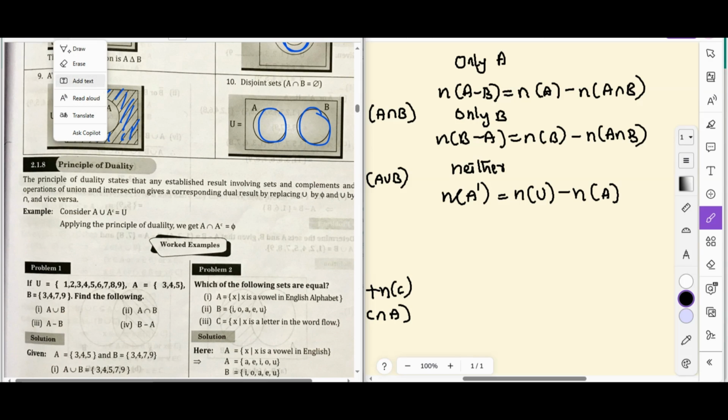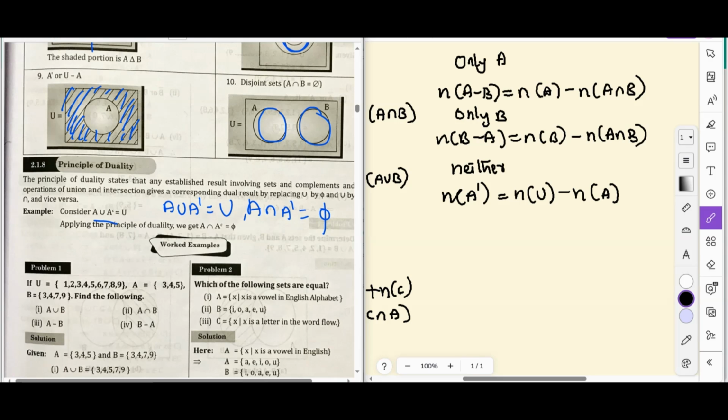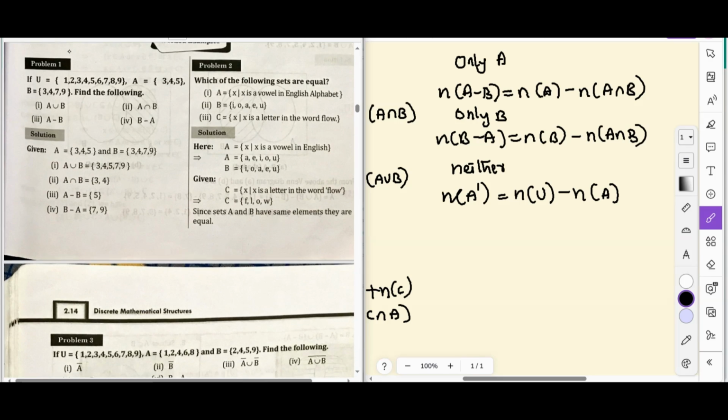So the next one is the principle of duality. What is the principle of duality? It says A union A complement will be the universal set, and A intersection A complement will be the null set. So these are the two principles of duality. Then, moving to the next questions, we'll just discuss the questions.